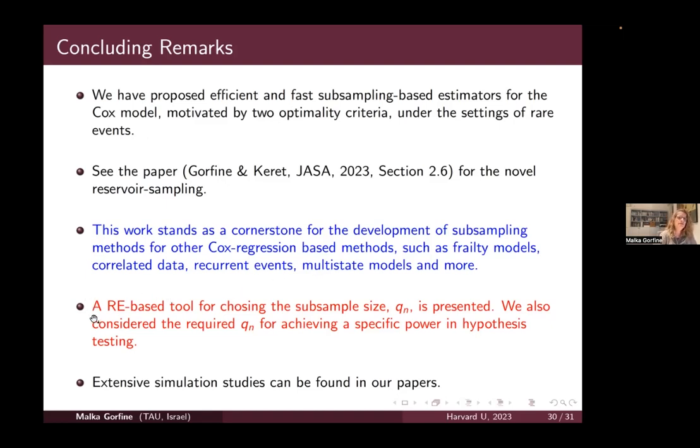I presented here a relative efficiency-based tool for choosing the subsample size Qn. In our work, which is not yet published, we also consider the required subsample size for achieving a specific power in hypothesis testing problems. I did not show simulation results, but if one is interested in seeing our simulation results, there are a lot of simulation results in the paper and supplementary material.